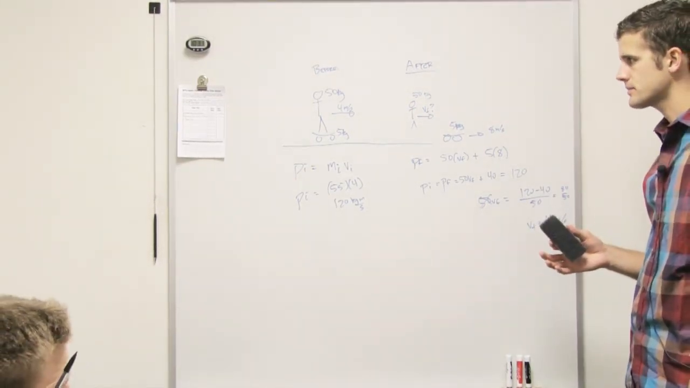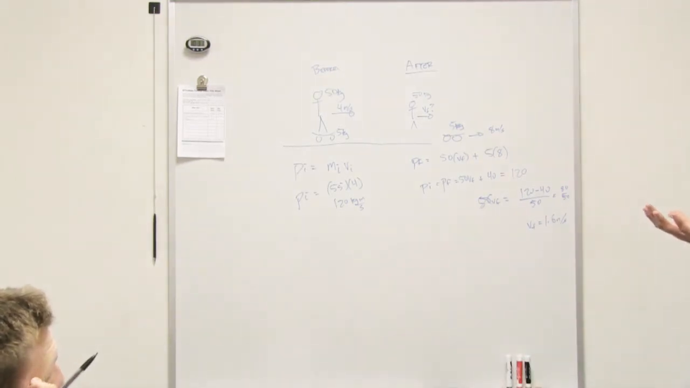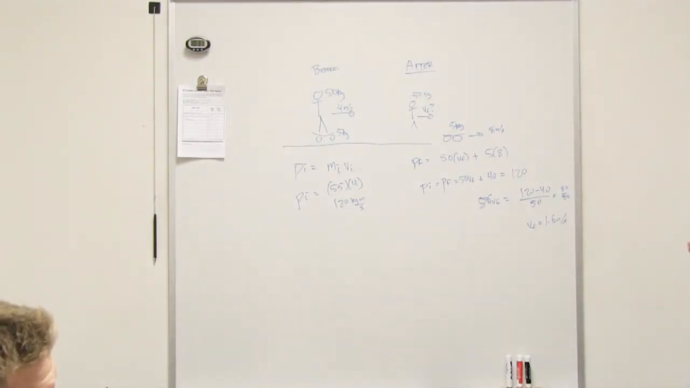So, for example, when you throw the ball and it hits the ceiling and it bounces back down, the reason the momentum wasn't the same from the beginning to the end is because of the force of the ceiling against the ball.